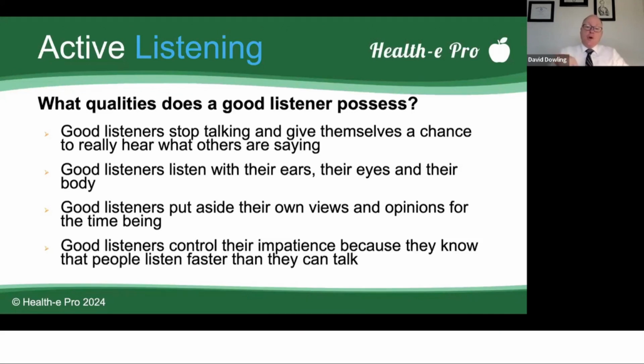So good listeners control their impatience because they know that people listen faster than they can talk. Don't jump in. Don't finish somebody's sentences for them. Don't assume that you know what somebody's going to say.